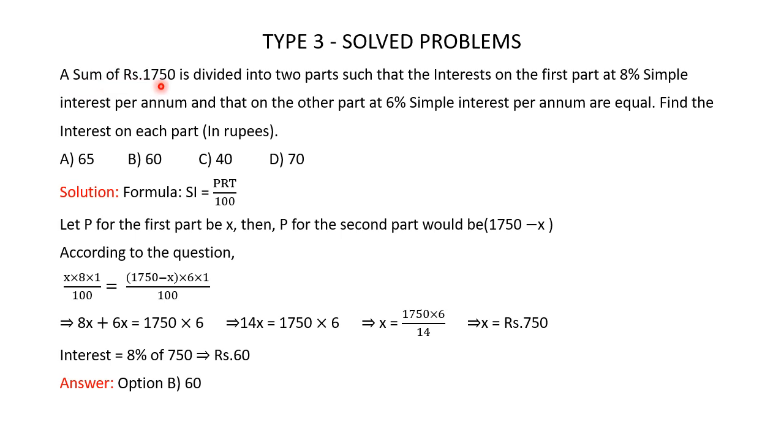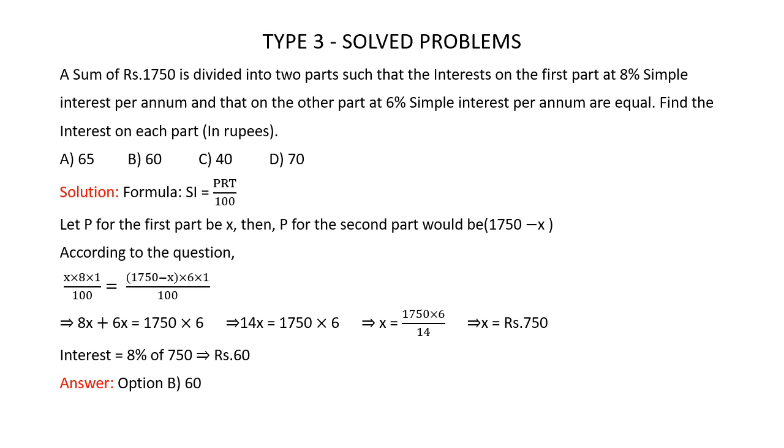A sum of rupees 1,750 is divided into two parts such that the interest on the first part at 8% simple interest per annum and that on the other part at 6% simple interest per annum are equal. Find the interest on each part in rupees. Here you are given 4 options and you have to find out which of these options is the correct one.